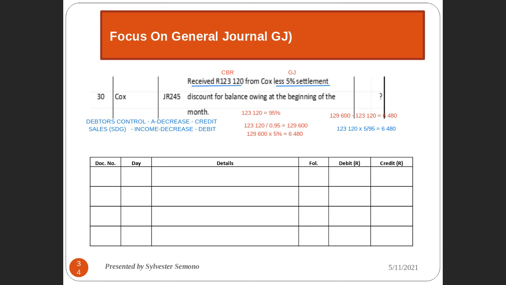VAT input. Okay, yes, thank you. And then VAT input being debited. Input VAT. Assets increase on the debit side. Sorry, guys, my input looks like input.